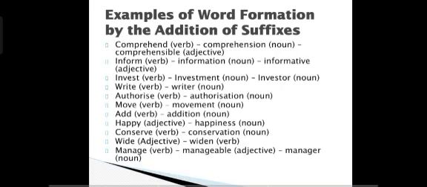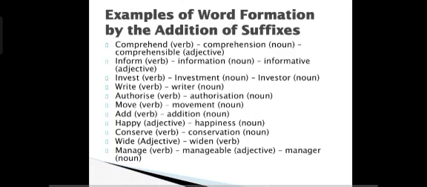Let's go to the examples. Some of the examples are given for suffixes. Example, some of the parts of speech like verb, noun, adjective or adverb can be changed by using certain suffixes. Example, comprehend, it is a verb. So what is a noun form? Comprehension. So when we add SION, it will create a new word, that is called comprehension.